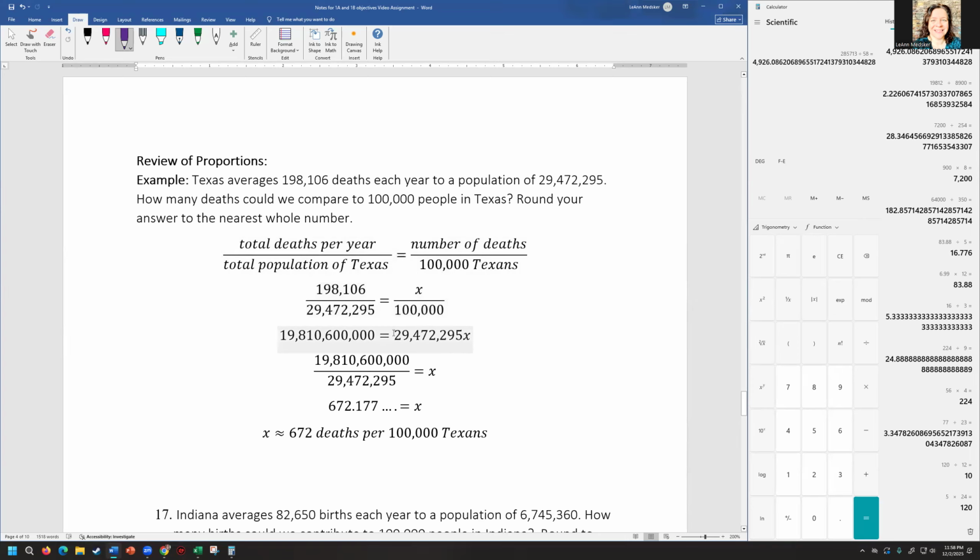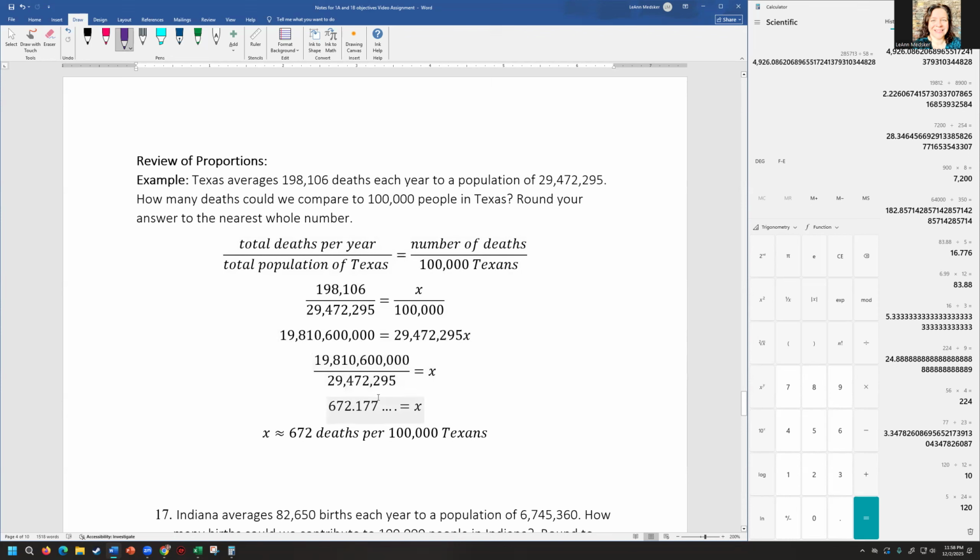When we cross multiply, we get this big number here. It's, let's see, that would be 19,810,600,000. That's the first diagonal. And then we get that equal to 29,472,295x. Notice I did write my division here so you can see it. We always divide by the number next to x.